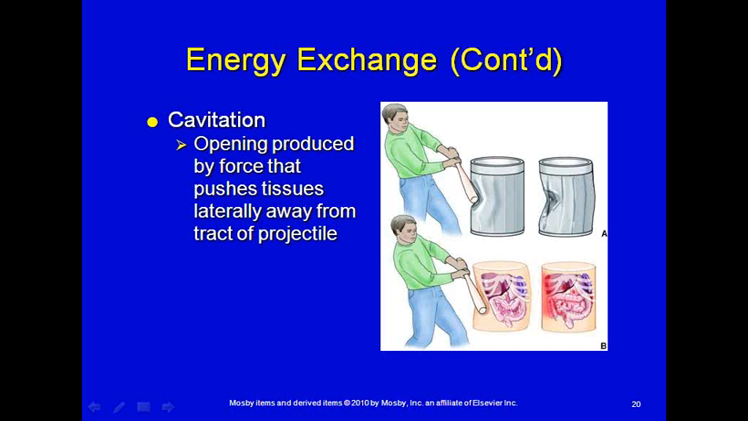Cavitation is something else that we need to consider when dealing with energy. Cavitation is an opening produced by force that pushes tissue laterally away from the track of the projectile. Now here they're showing a demonstration of a bat, where, if I hit somebody with blunt trauma with a bat, the energy is spread out over a larger area, and it's going to create a cavity, but that's a temporary cavity.